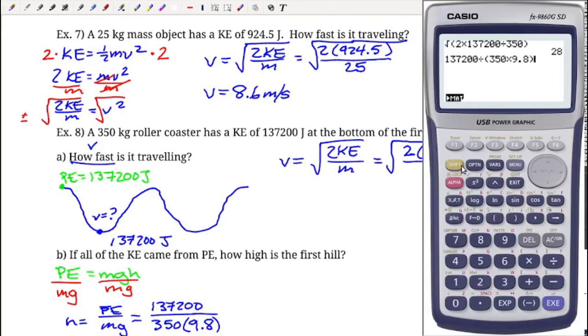Now when you type it into your calculator, you may just need to be careful to put parentheses around your denominator since you're wanting to divide by both of these things. If you don't have parentheses around them, it will think that you're multiplying by the 9.8 instead of dividing by the 9.8. And that gives me a height of 40 meters. So my first hill had a height of 40.0 meters.